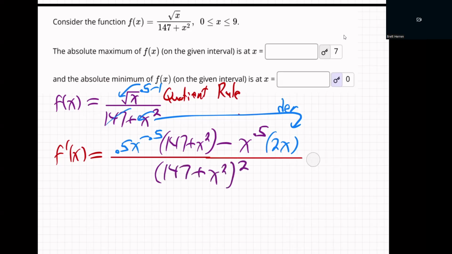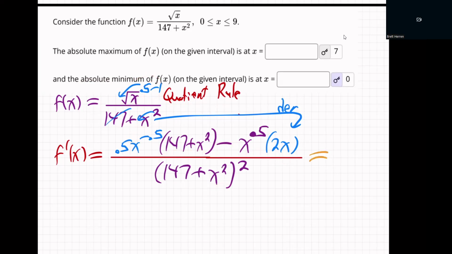All right. Did you track with that? That was the quotient rule. The quotient rule is just like the product rule. They take turns. Do the derivative of the top first. There's that. Times the bottom unchanged, minus the top unchanged, that's a 0.5 there, times the derivative of the bottom, which is just 2x, over the bottom squared. Okay, and now what do we do with that?